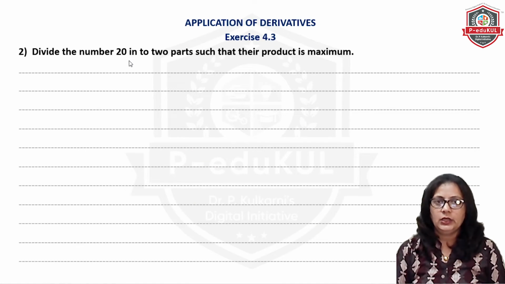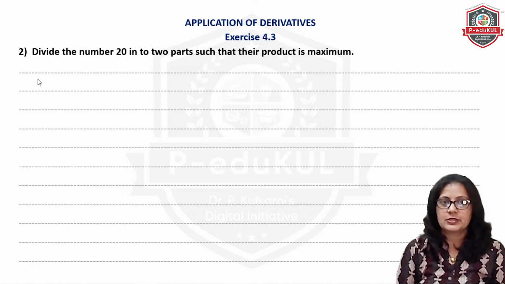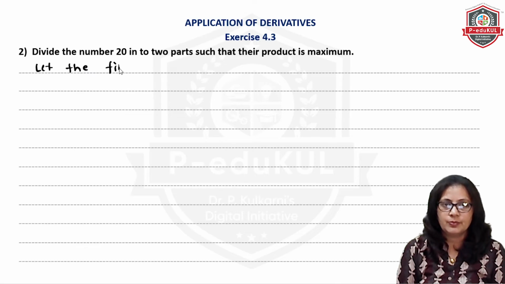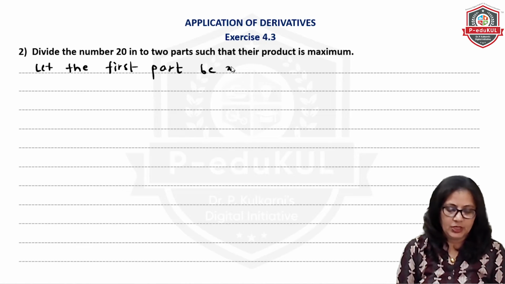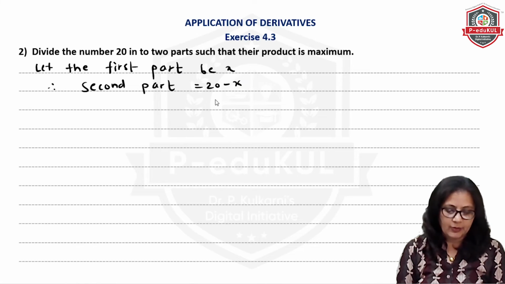Divide the number 20 into 2 parts such that their product is maximum. So we will write, let the first part of 20 be x. Here the function is not given in the form of an equation or something like that, so we have to find everything out. So let the first part be x. Therefore the second part will be 20 minus x. Both together make 20, so if one is x, the other is 20 minus x.